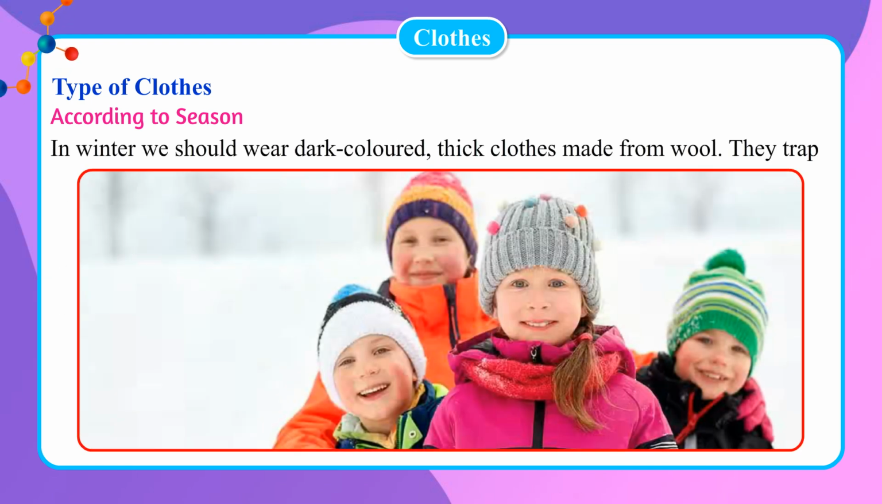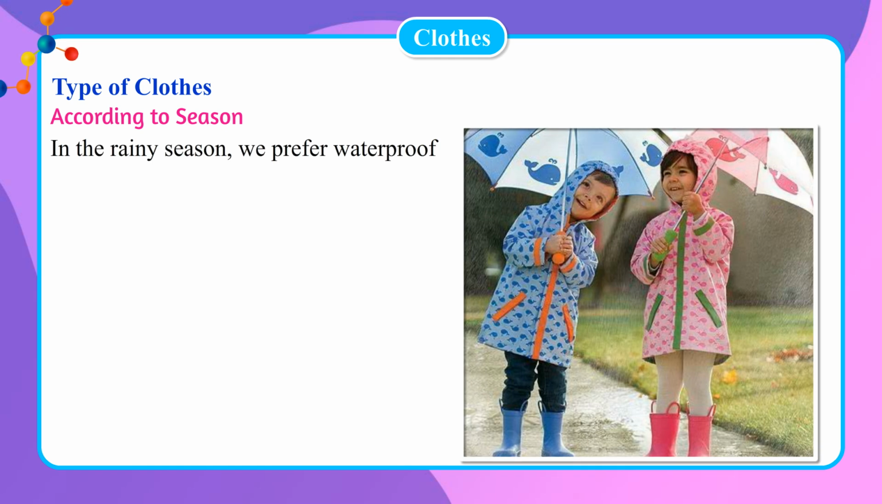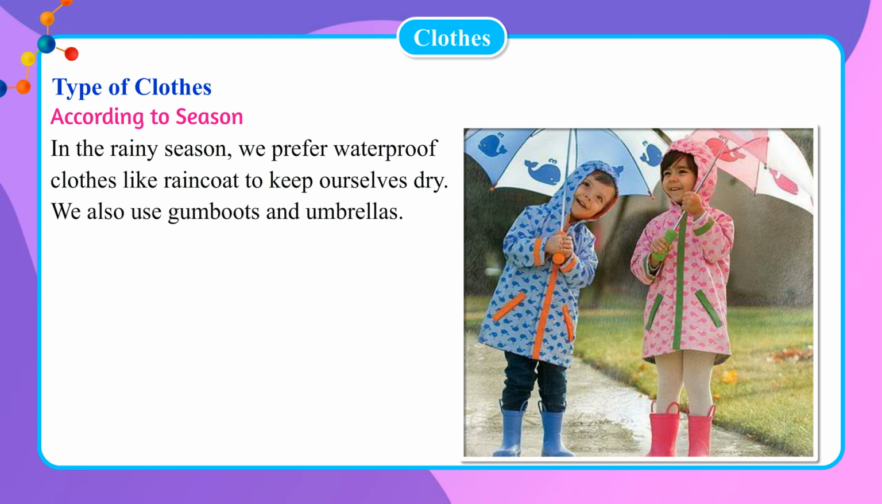In winter, we should wear dark-colored, thick clothes made from wool. They trap the body heat and keep the body warm. In the rainy season, we prefer waterproof clothes like raincoats to keep ourselves dry. We also use gumboots and umbrellas.